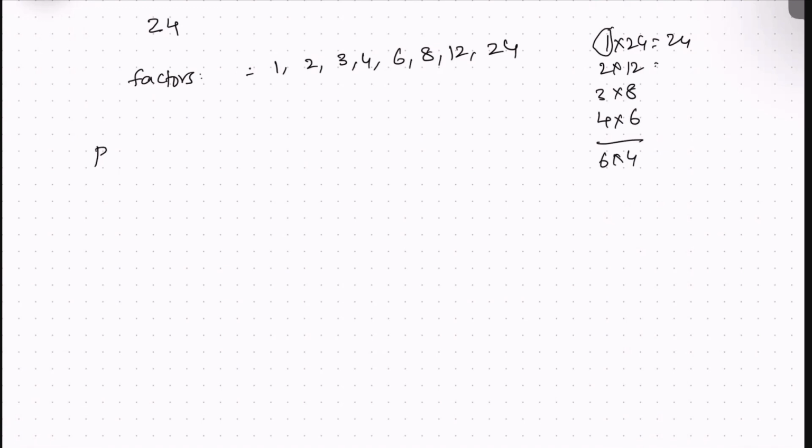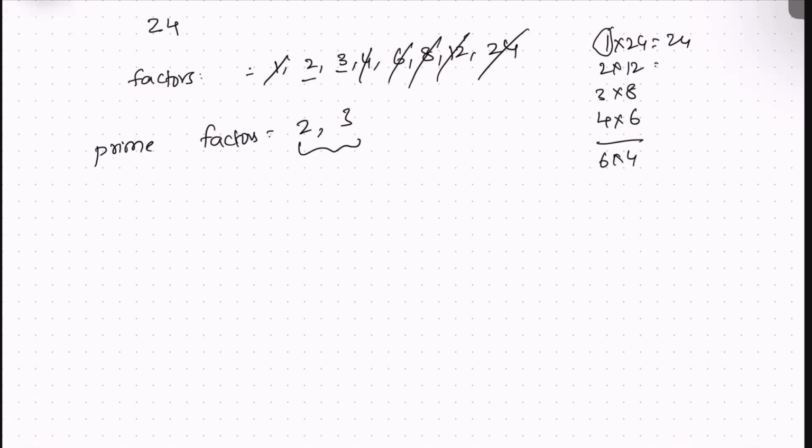Now let's see the prime factors. 1 is not a prime, 2 is a prime, 3 is a prime, 4 is not a prime, 6 is not a prime, 8 is not a prime, 12 is not a prime, 24 is not a prime. So it only has the prime factors 2 comma 3.